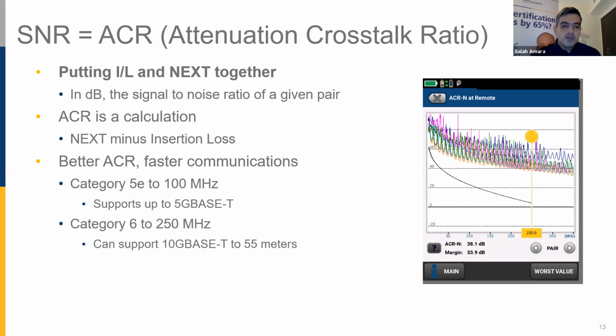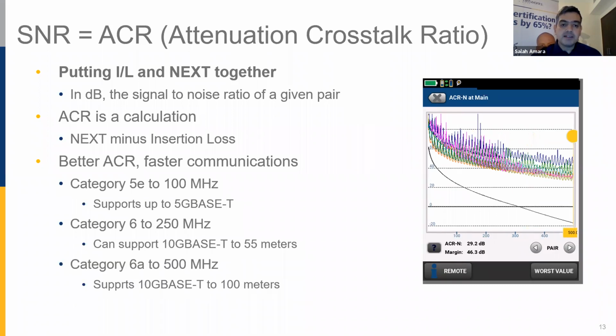If we have a Cat6 to 250 megahertz, that can support 10 gigabase, but it's very important to realize that that's only up to 55 meters. If I have a Cat6a, to 500 megahertz, that supports 10 gig base to 100 meters. So what's the difference in principle between the Cat6a and the Cat6? It is the signal to noise ratio.